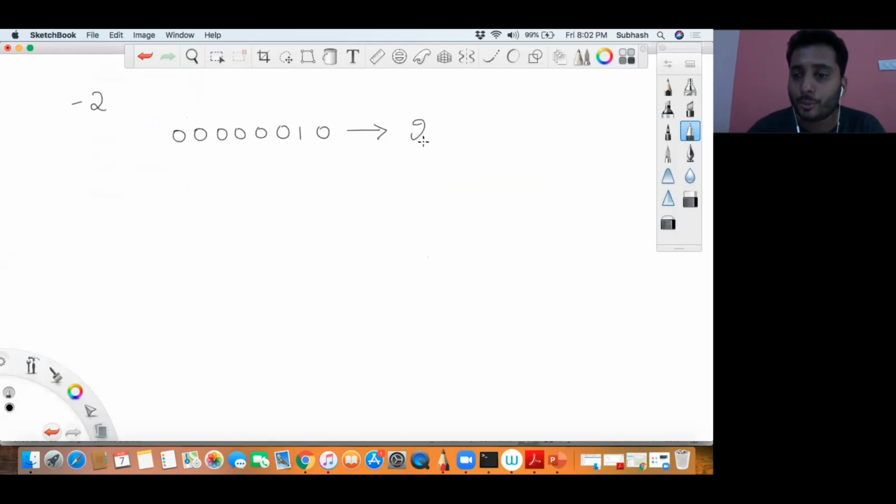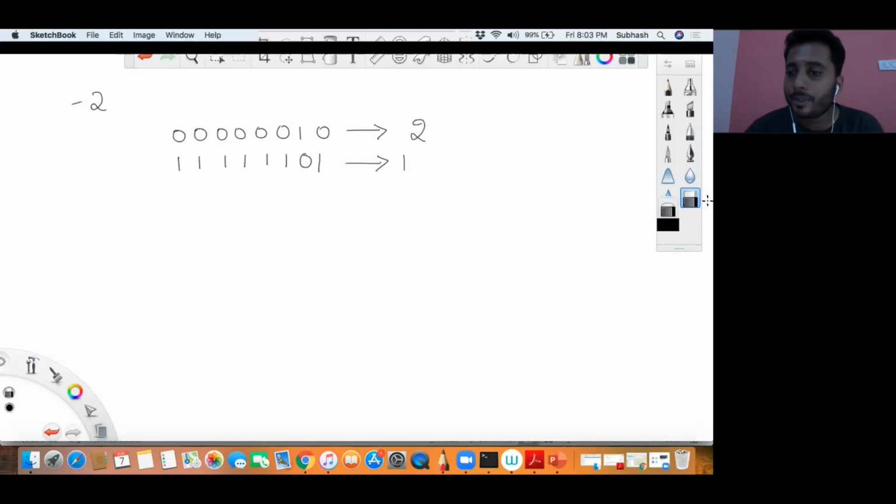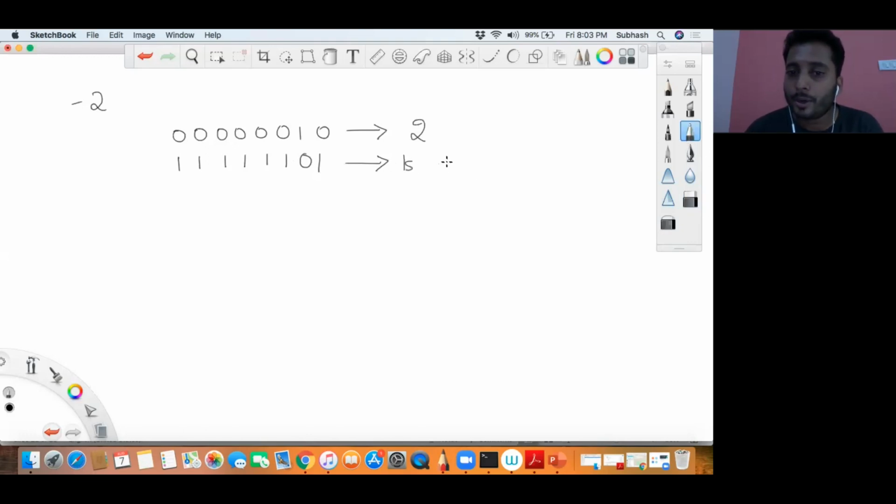Now I want to represent minus 2. For that, I have to first find the ones complement of this. What is the ones complement? Reverse all the bits: 1 1 1 1 1 1 0 1. Now this is the ones complement. Now if I want to find the 2's complement, that is, I want to represent minus 2.